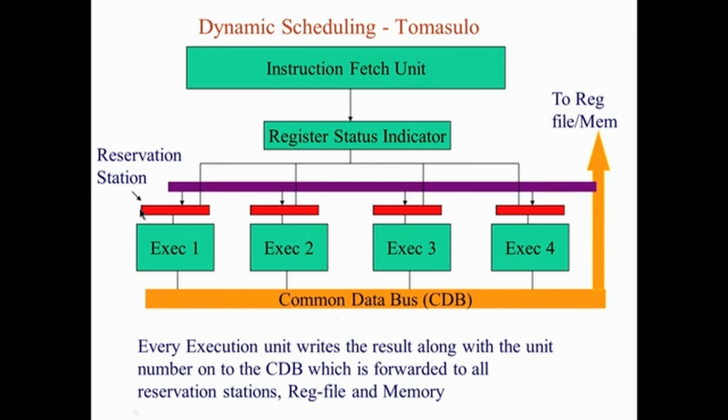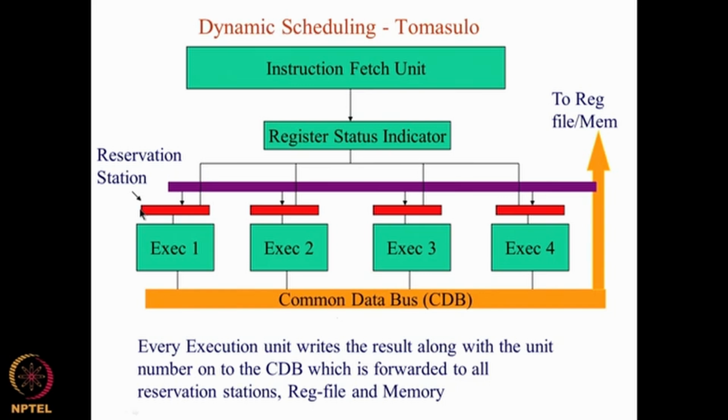To sum up, there is an instruction fetch unit that fetches multiple instructions and decodes them. There is a register status indicator which tells where the latest value of the register is: is it in the register itself, or is it currently being computed by some execution unit. So when I proceed to my computation, I will know for sure whether the data is already available or I should wait.